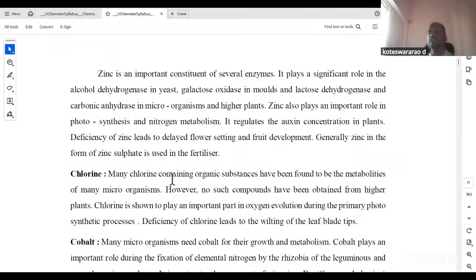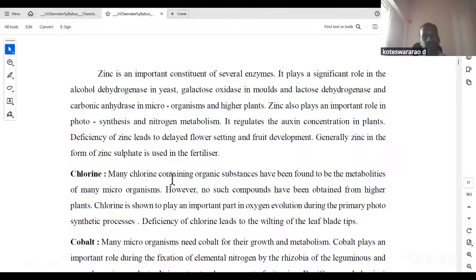It regulates the oxygen concentration in the plants. Deficiency of zinc leads to delayed flower setting and fruit development. Generally, zinc in the form of zinc sulfate is used in the fertilizers.